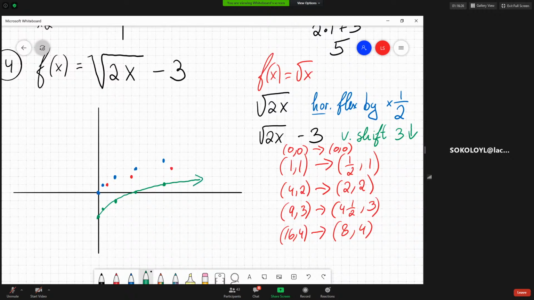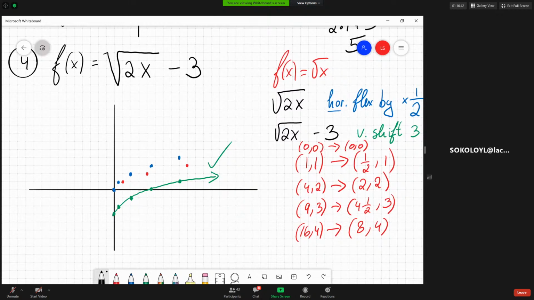So this would be my final version here. All right, so these are the vertical and horizontal flexes.